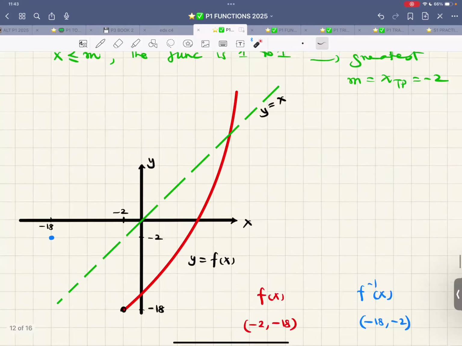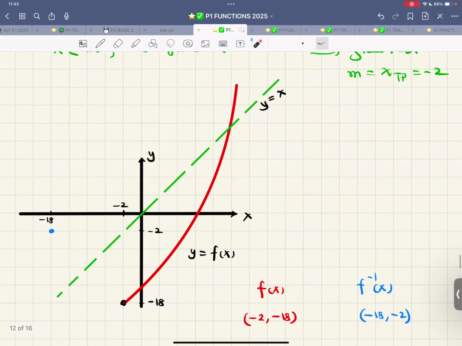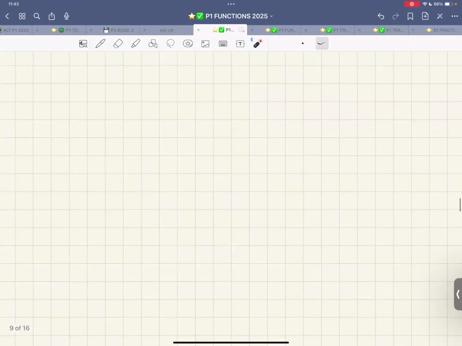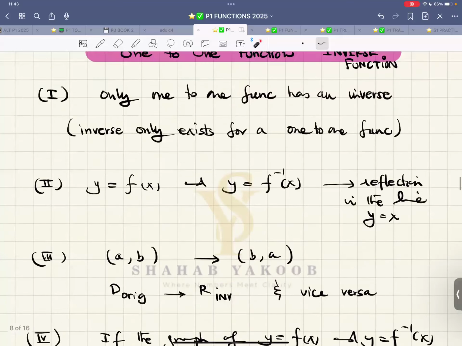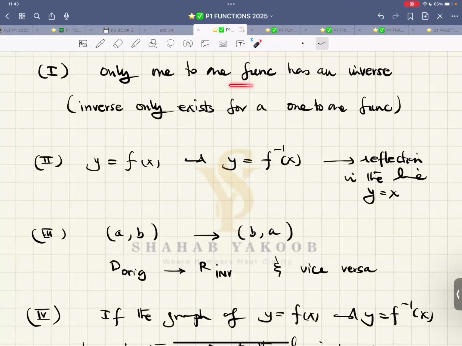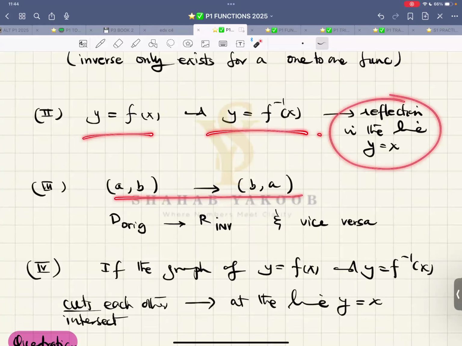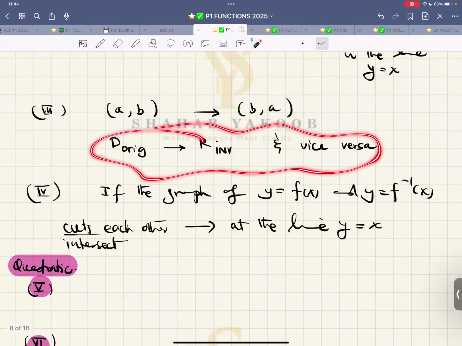Now this is all good, all clear. I have drawn the line y equals x. Now the thing, let me go up. And we wrote over here: only a one-to-one function has an inverse. That is to the right of the turning point or to the left of the turning point. It doesn't make a difference whether the turning point is included or not included. y equals f(x), y equals f inverse x. The reflection, this thing is done. This thing is in the process.